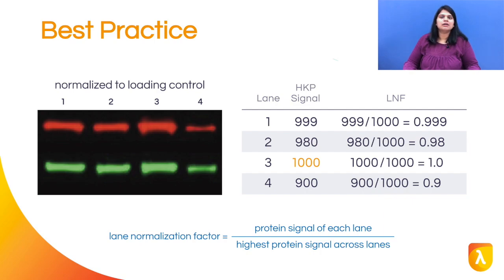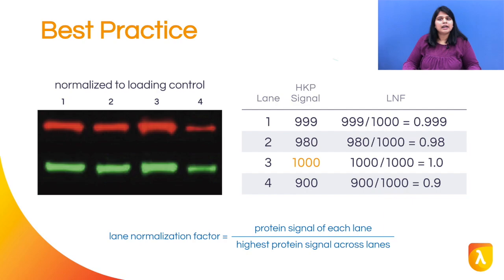After you have determined the Lane Normalization Factor, create an analysis workbook with the raw signal values for your loading control. This will be used to calculate normalized signal values. Identify the raw signal for loading controls using the imager software. Notice the raw signal values, which tells us that approximately the same amount of loading control protein was loaded per lane.